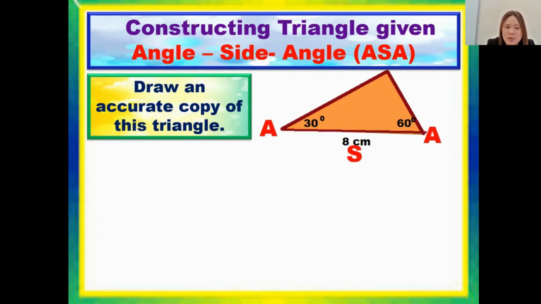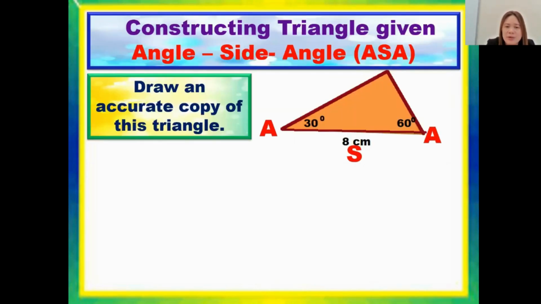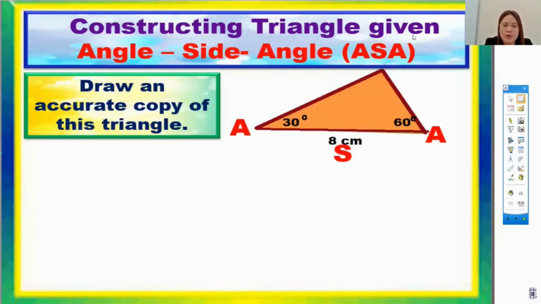So you are asked to draw an accurate copy of this triangle. And we are going to follow the steps on how we are going to do that. So we will be starting with the side given, which is 8 centimeter. So we will be needing your ruler. So please follow. Again, the first step is to draw the given side, which is 8 centimeter.